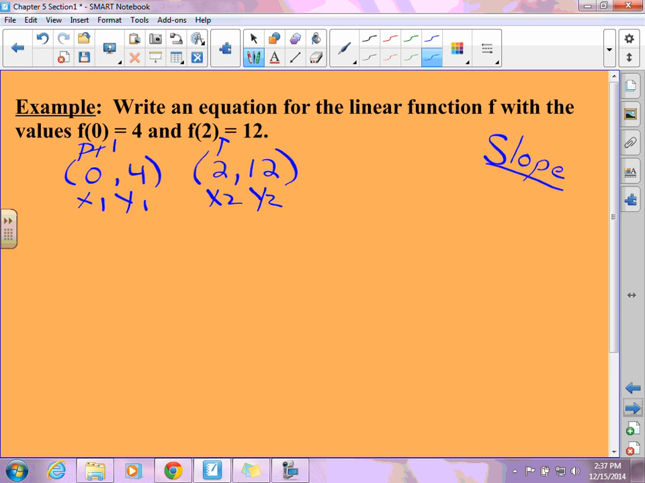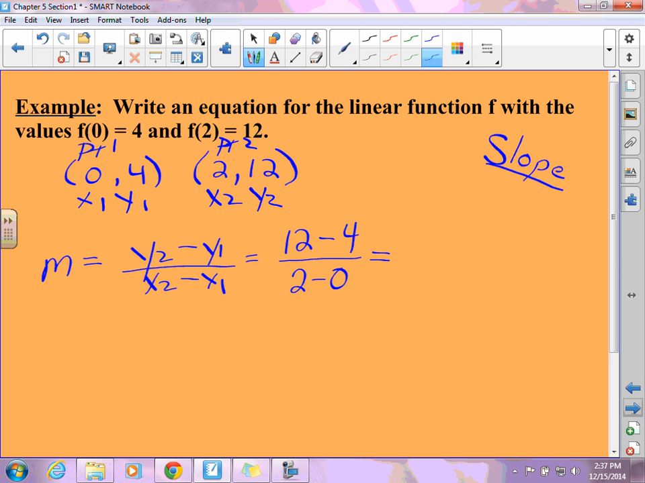So I'm going to use my slope formula, and again, we've learned this before, y2 minus y1 over x2 minus x1. I'm going to plug it in, so I get 12 minus 4 over 2 minus 0. My numerator ends up being 8, my denominator is 2, and so my slope is 4. So I found my slope.